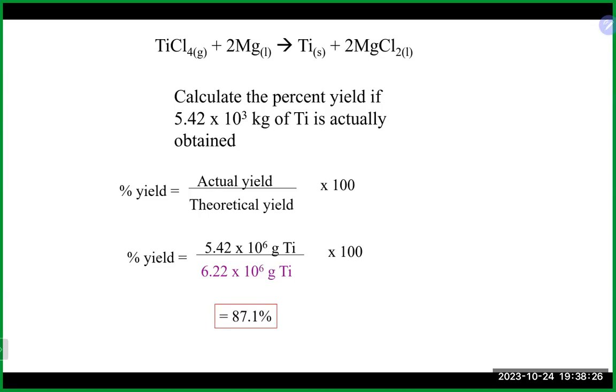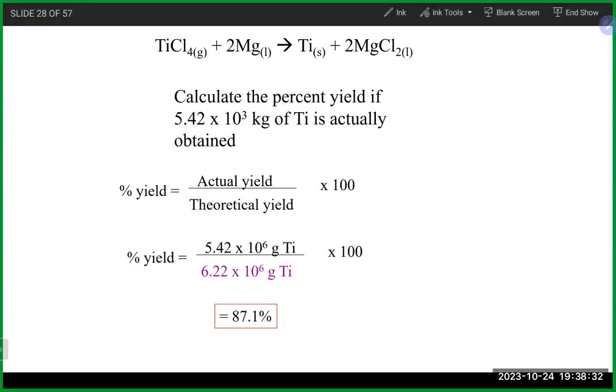Any questions on limiting reagents, percent yield, all that kind of stuff? All right, we will leave it there for now. We will do a couple more examples, obviously, next time.